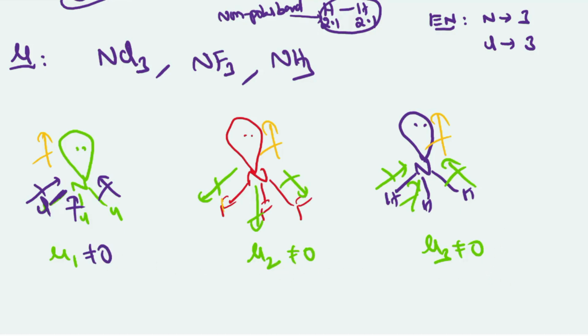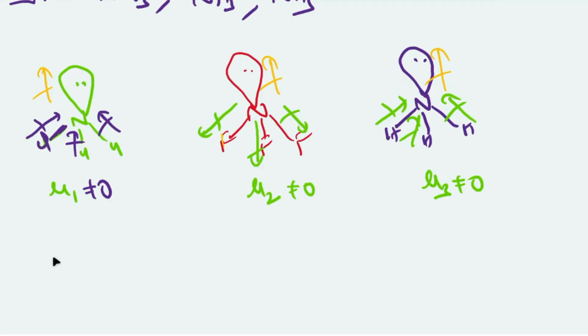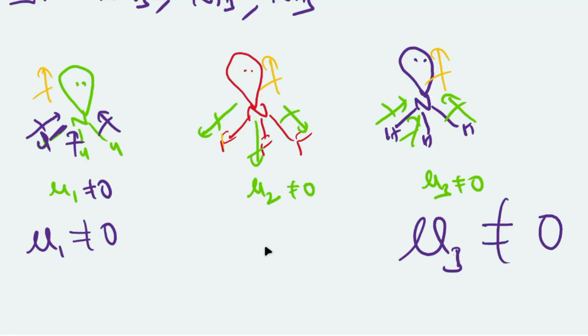But you check the clarity. Here mu1 is not equal to 0, here mu3 is not equal to 0, here mu2 is not equal to 0. Why am I writing size? Here in the third case all bonds are in the same direction, which means the mu value is big. In the first case also all bonds are in the same direction, and here also the mu values are big. But in the second case some are opposite but do not exactly cancel.